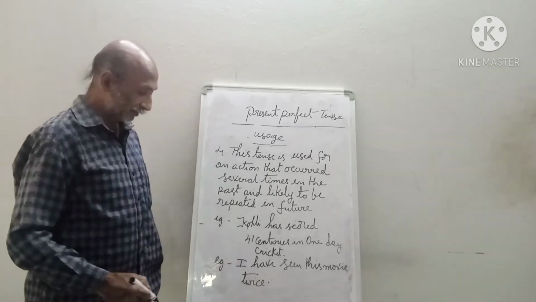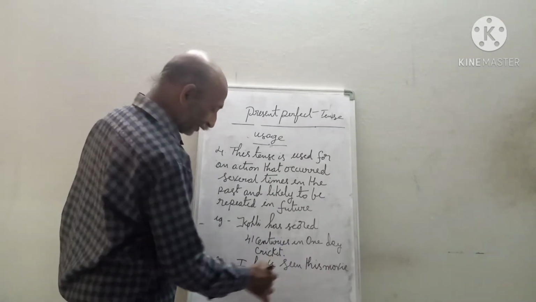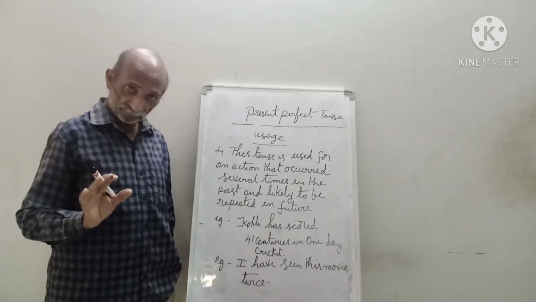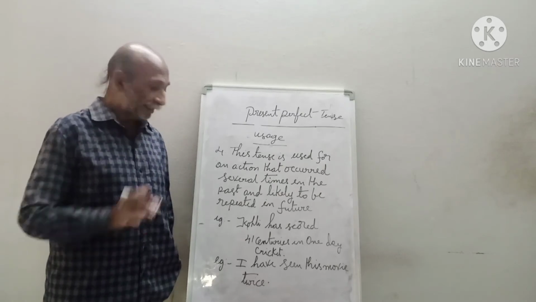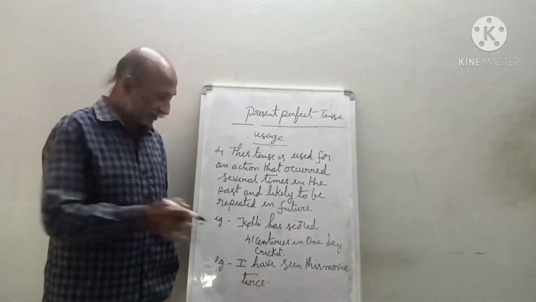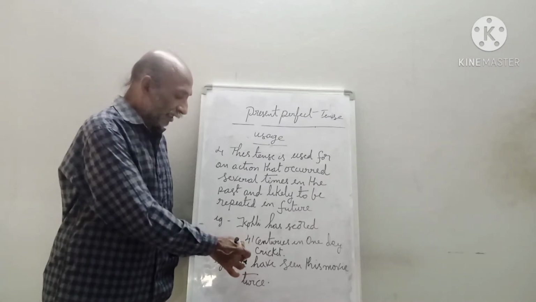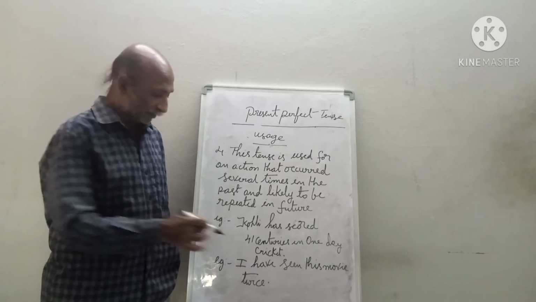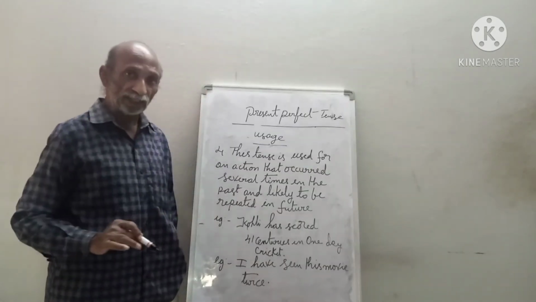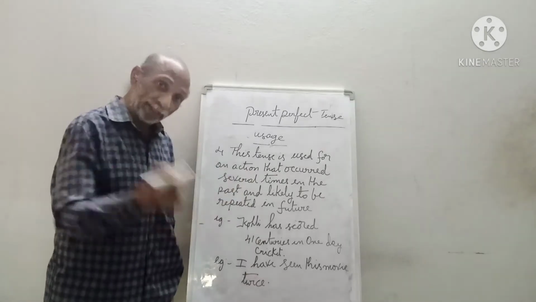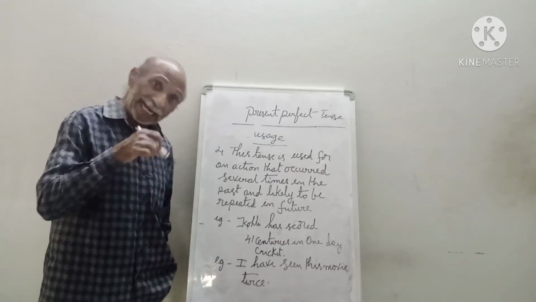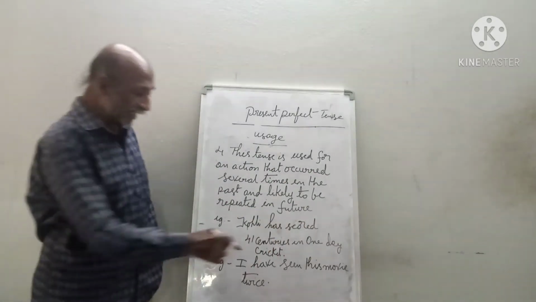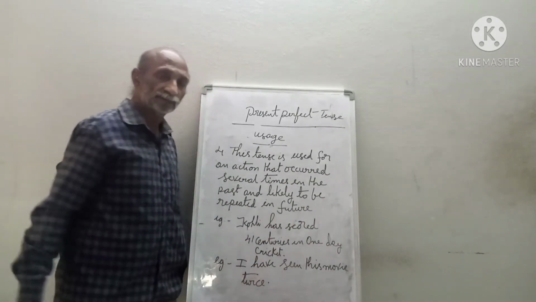Take a look at another example. I have seen this movie twice. For example, the movie was released last month. It is still showing at theatres. I have seen this movie twice. What does it mean? Two times I saw that movie. As it is still going on in theatres, there is a chance for me to see that movie again. So I said, I have seen this movie twice.